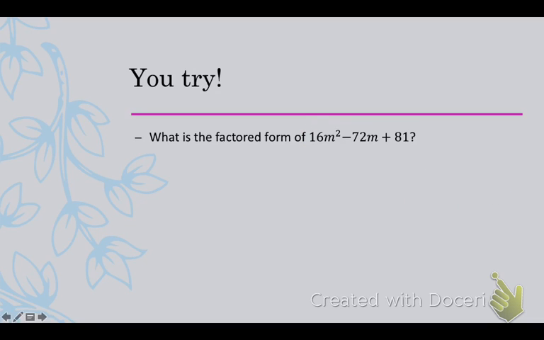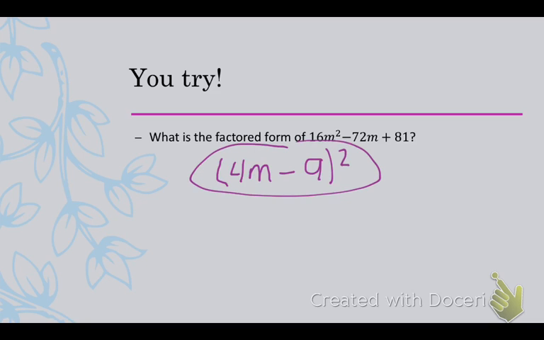Again, I want you to pause the video and try this one, and then check your answer. Your answer should have been 4m minus 9 squared. I took the square root of 16m squared, which is 4m, and the square root of 81, which is 9, and then the middle term's negative, so that's going to be negative as well.